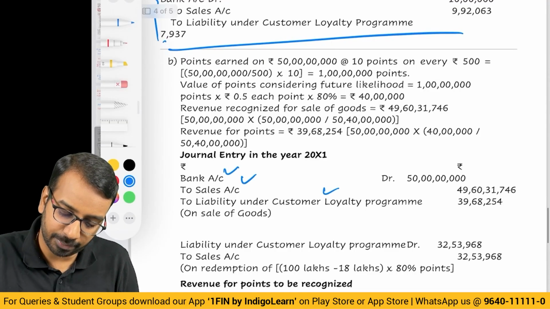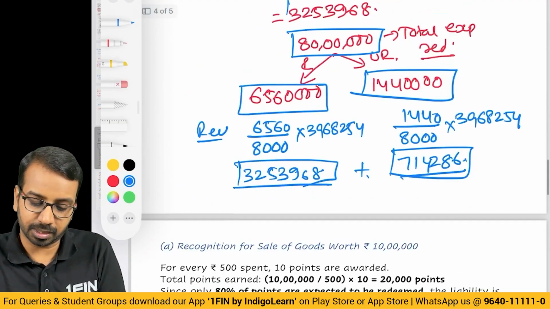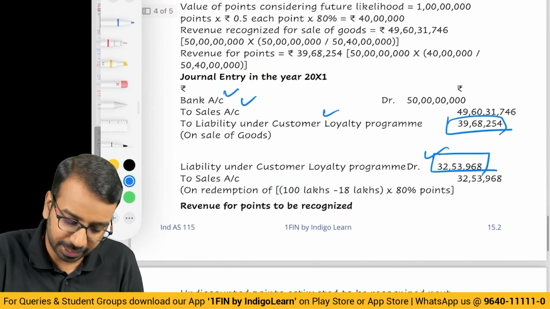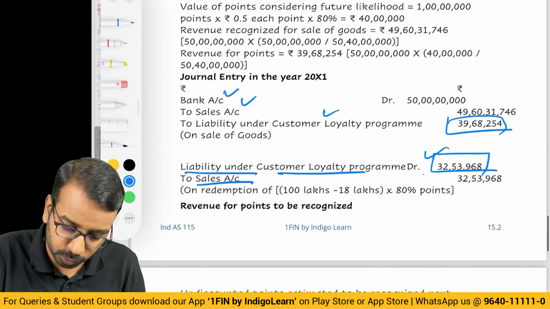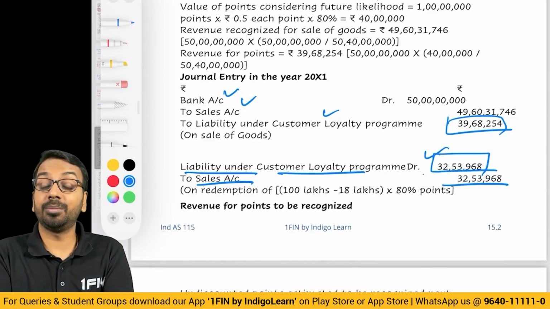Bank to sales to liability 39,68,254. For 32,53,968, this number, you will again recognize the revenue by passing the entry: liability account debit to sales account 32,53,968. Why sales? Because so many points have been redeemed in the same year.